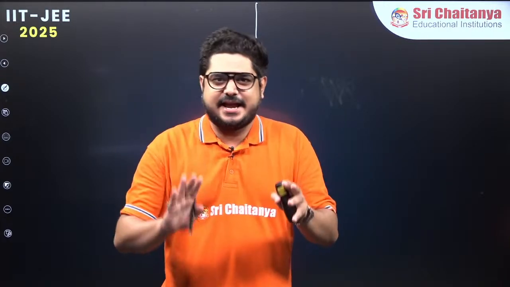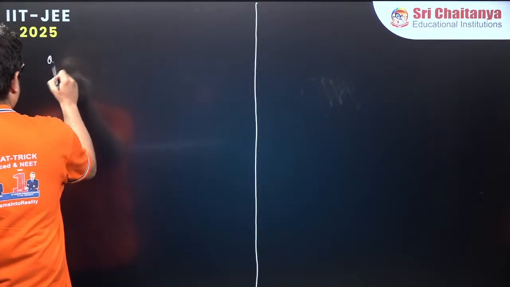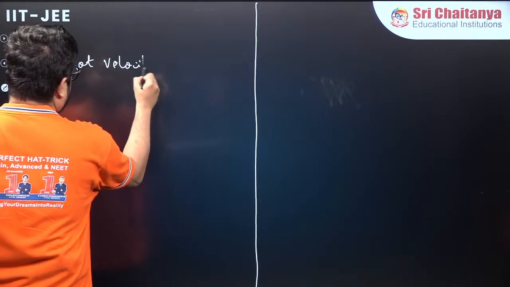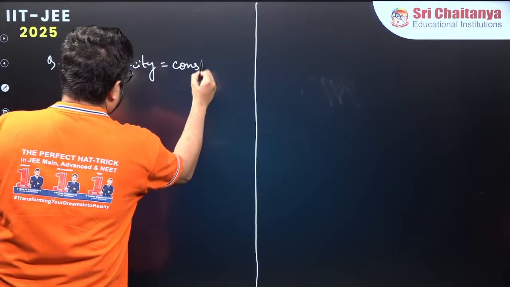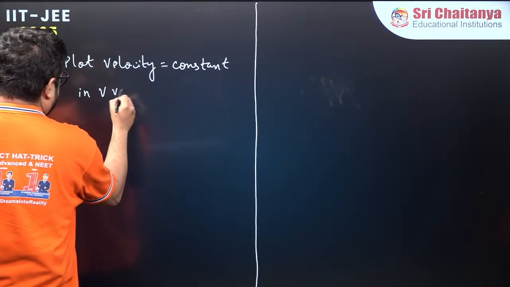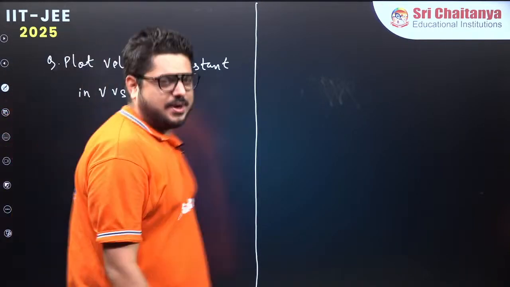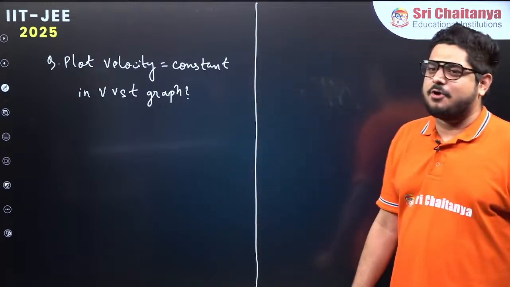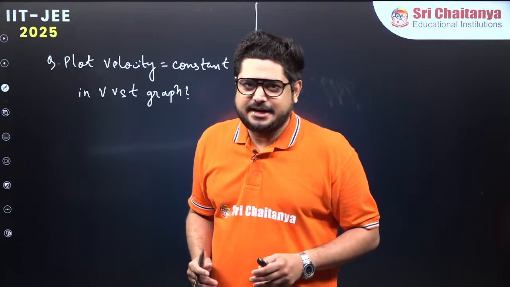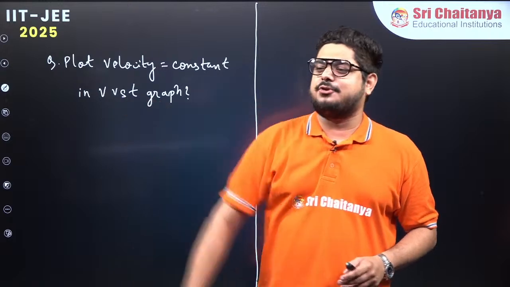So now if I say let's try to plot, the question is very simple, everyone. Plot velocity is equal to constant in V versus T graph. So this is the first question. What needs to be done? Over here it's saying that velocity is constant. So now can anyone tell me what's going to be the nature of the graph?